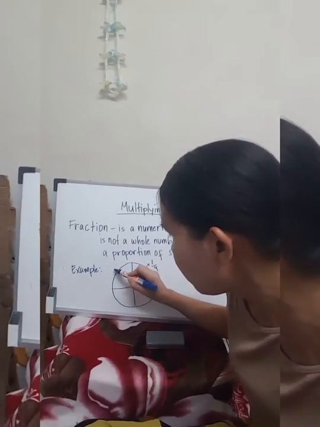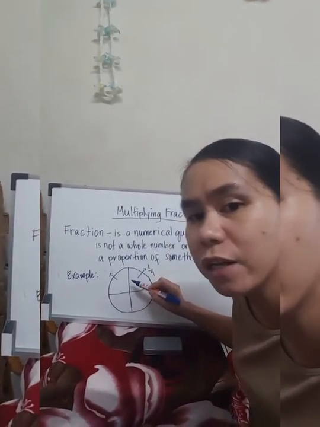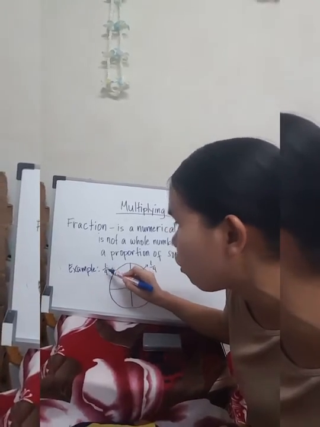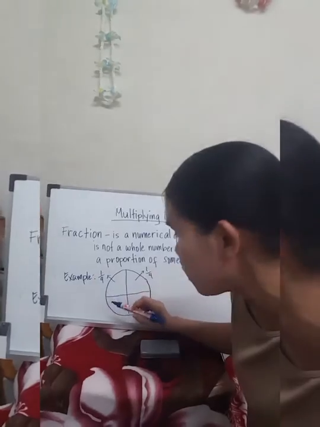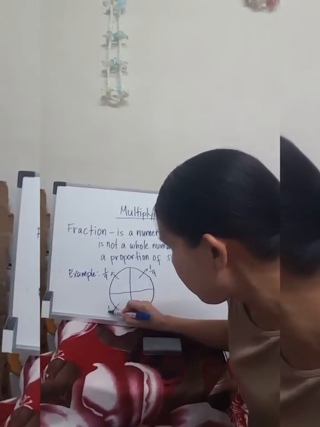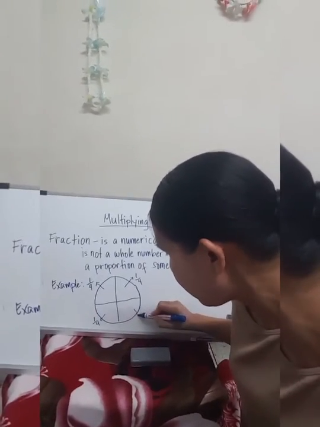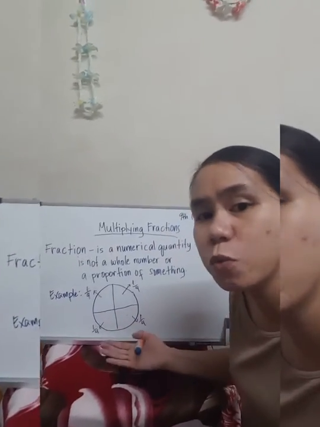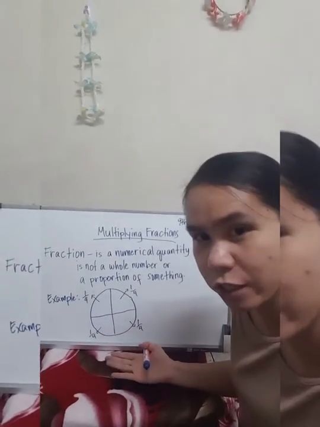Another one, the same thing, because you divided this into 4 equal parts. So this is 1 out of 4, so 1/4. Same as here and same as here. So this is what we call a fraction.